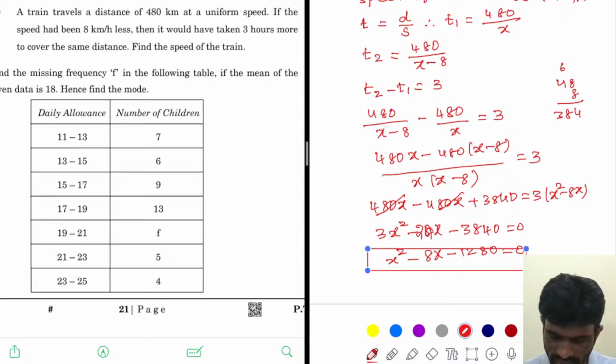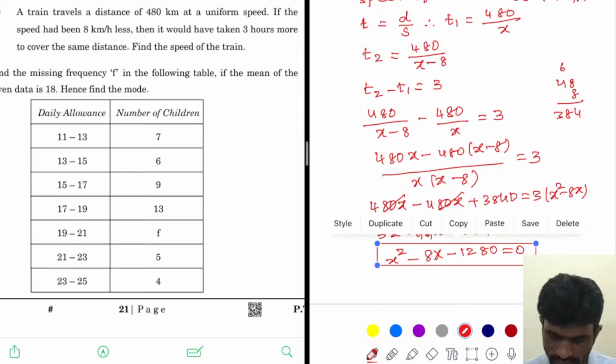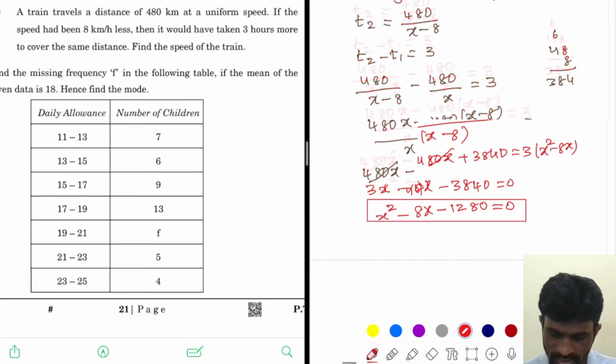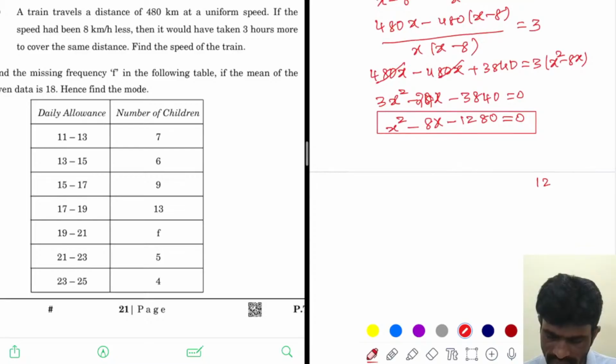So we have to get the factors of 1280 such that the difference is 8. So what are going to be factors here? 2 into 640, 2 into 320, 2 into 160, 2 into 80, again 2 into 40. If you observe this, 2 into 2, 4 into 2, 8 into 2, 16 into 2, 32. 32 is one factor, 40 is one factor.